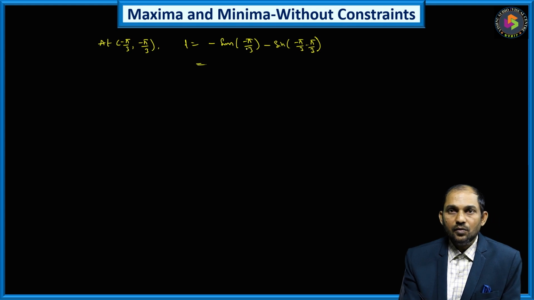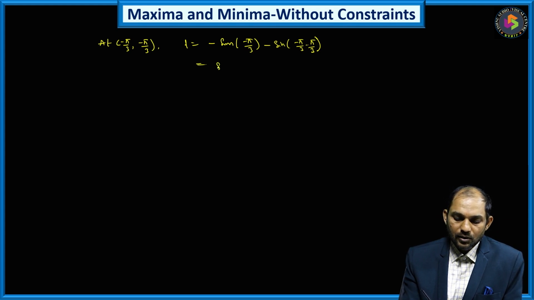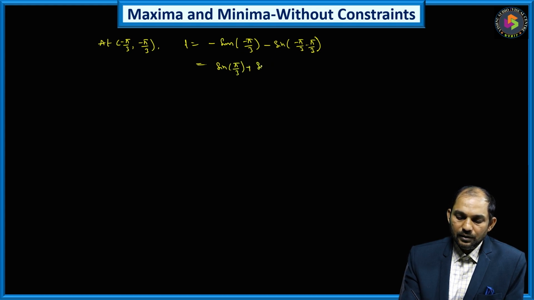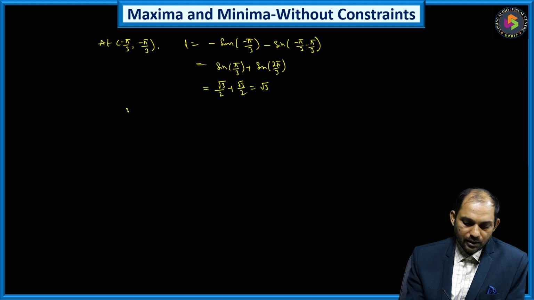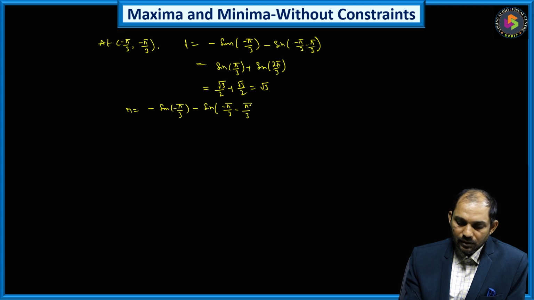So sin of minus theta is given by minus sin theta, minus into minus is plus. We are going to have sin of pi by 3 and plus the same argument you are going to have sin of 2 pi by 3 plus sin of 2 pi by 3. So from this you are going to have root 3 by 2 plus root 3 by 2. In total it is root 3. And n is given by minus sin of minus pi by 3 and minus sin of minus pi by 3 and minus pi by 3. With the same argument you are going to get n value also root 3 by 2 plus root 3 by 2 is equal to root 3.